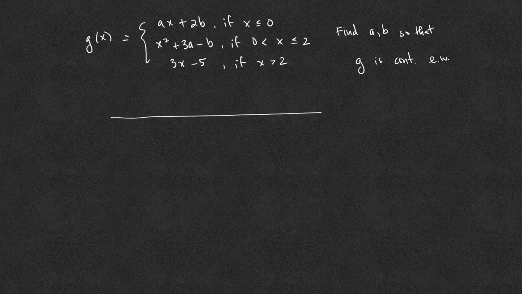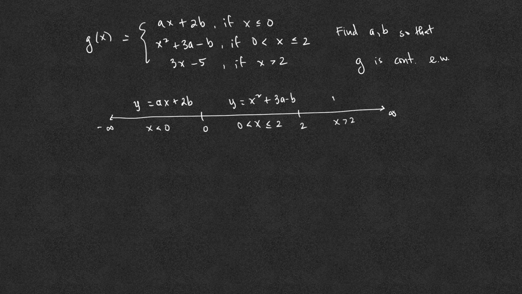This is a piecewise defined function where each of the parts is already continuous. The parts in this piecewise function are separated by 0 and 2. For x less than 0, the part is ax plus 2b. For x between 0 and 2, including 2, the function is defined by x squared plus 3a minus b. And for x greater than 2, the function is defined by the equation 3x minus 5.